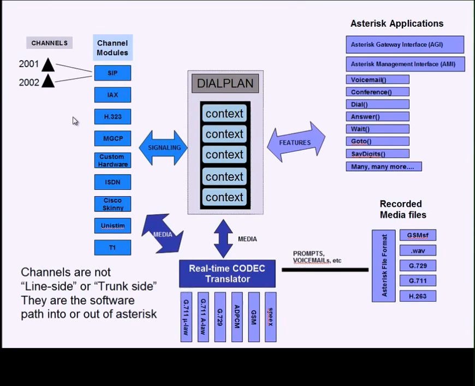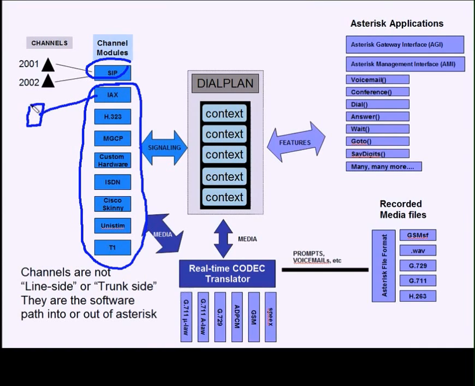Bear in mind that call flow does not have to be restricted to just SIP. There are a lot of other software modules that can be loaded to open up an IAX channel, for instance. This is where we would connect to another Asterisk box using the Inter-Asterisk Exchange protocol. Maybe H323 or Media Gateway Control Protocol, the Cisco Skinny Call Control Protocol, or Unistim, the Nortel protocol, for instance, would be examples of different modules that people have written and contributed to the Asterisk project.